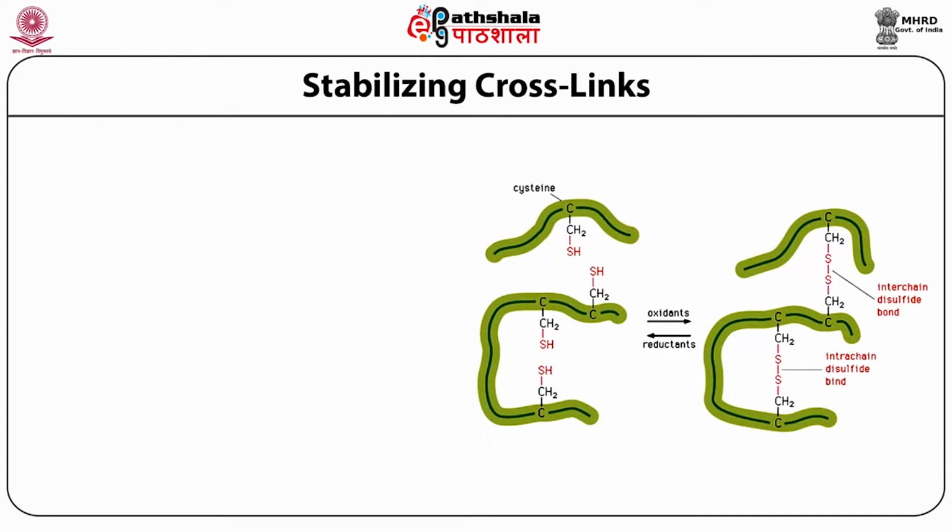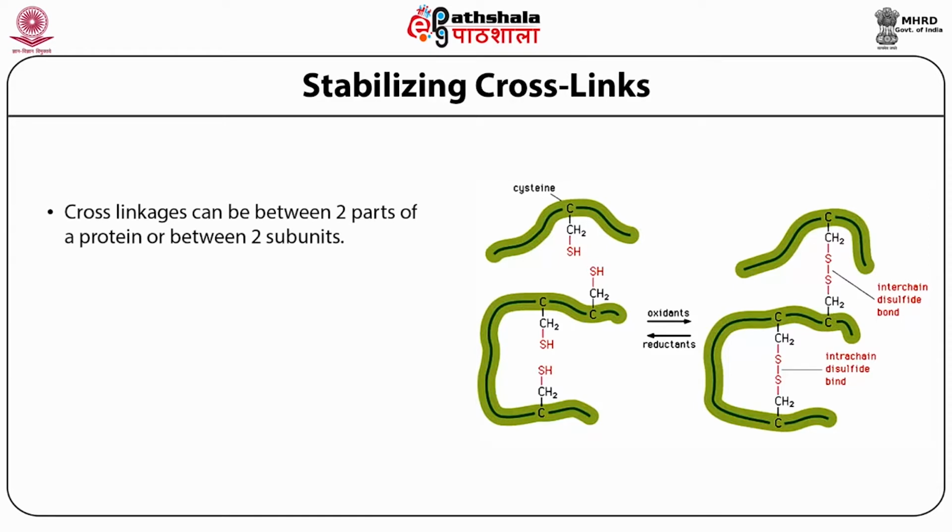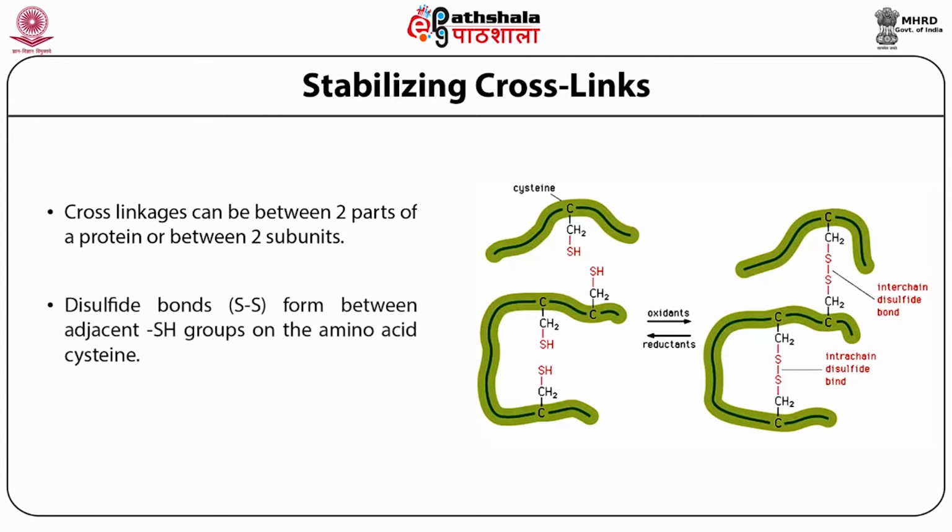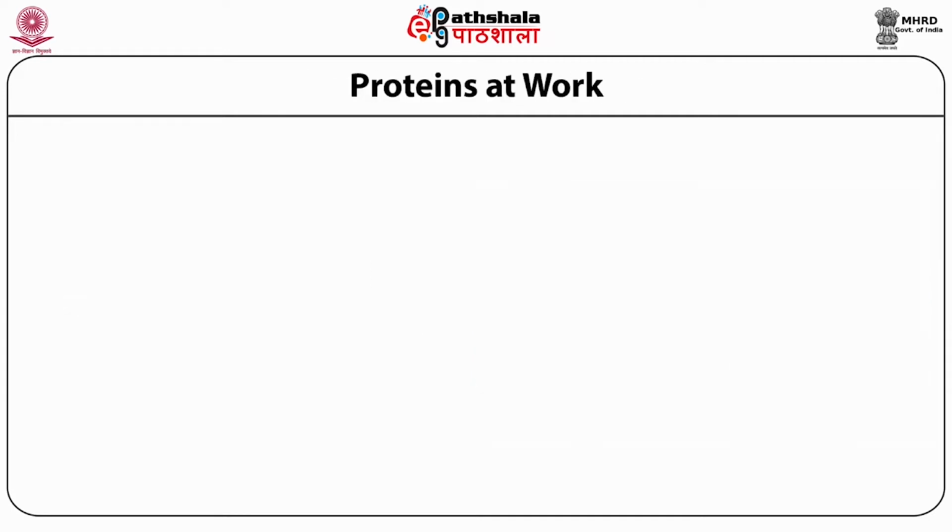Stabilizing cross-linking. Cross-linking between proteins is made through sulfur present in the amino acids. Two thiol units combine together, with elimination of hydrogen, giving a sulfur-sulfur bond, which gives the cross-linking. The cross-linkages can be between two parts of the same protein or between two subunits. A disulfide bond, also known as an S-S bond, is formed between adjacent SH groups of the amino acid cysteines and stabilizes the cross-linking.